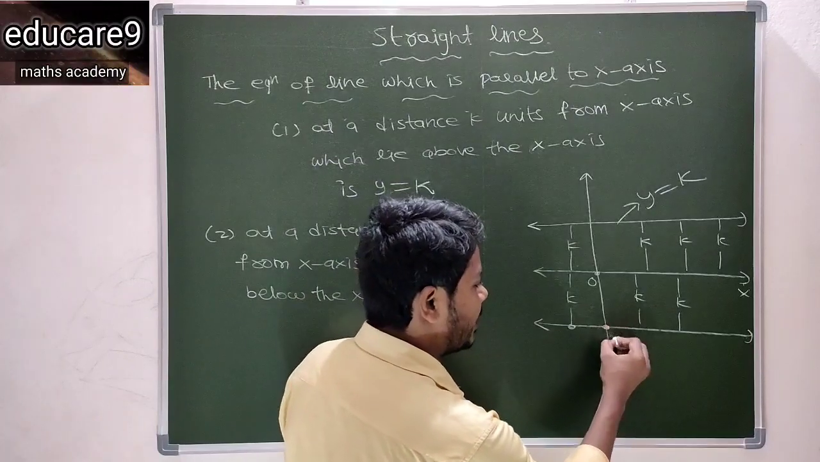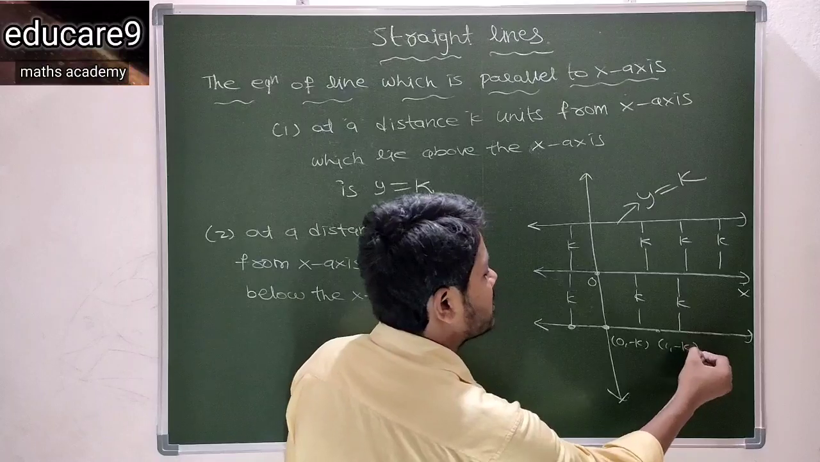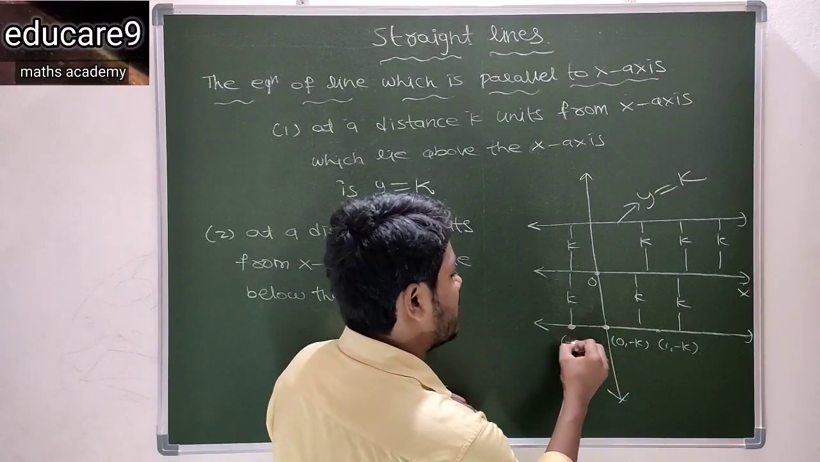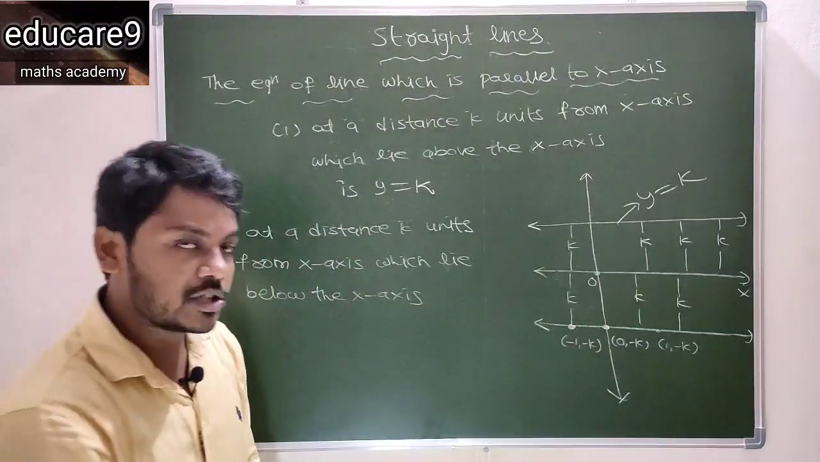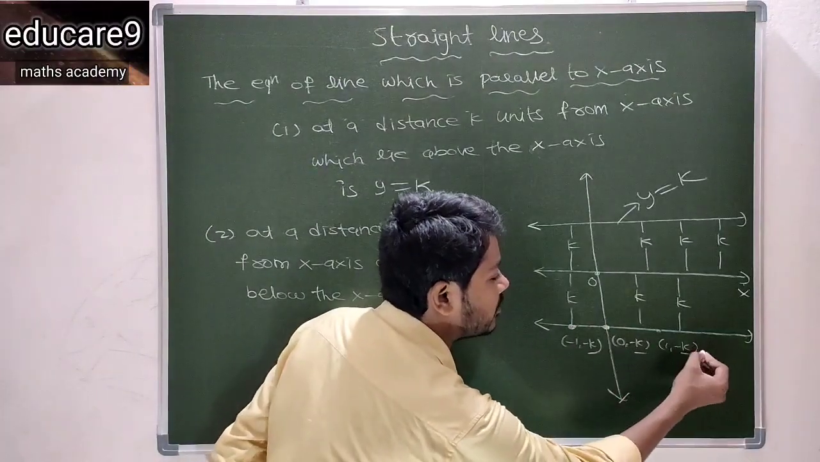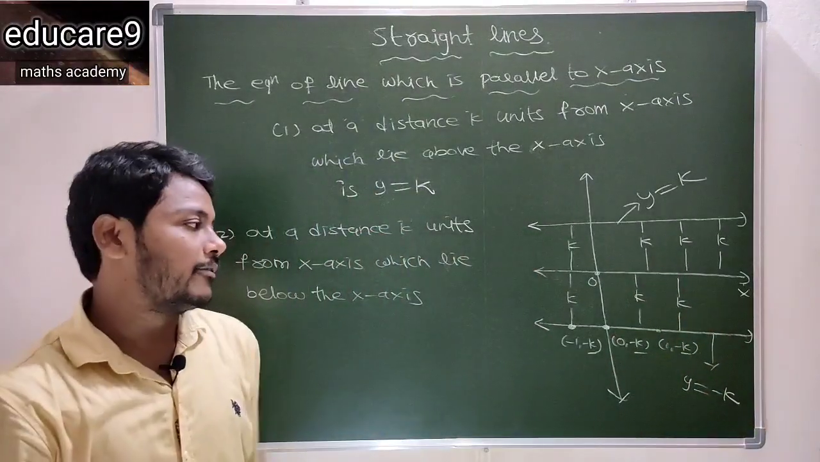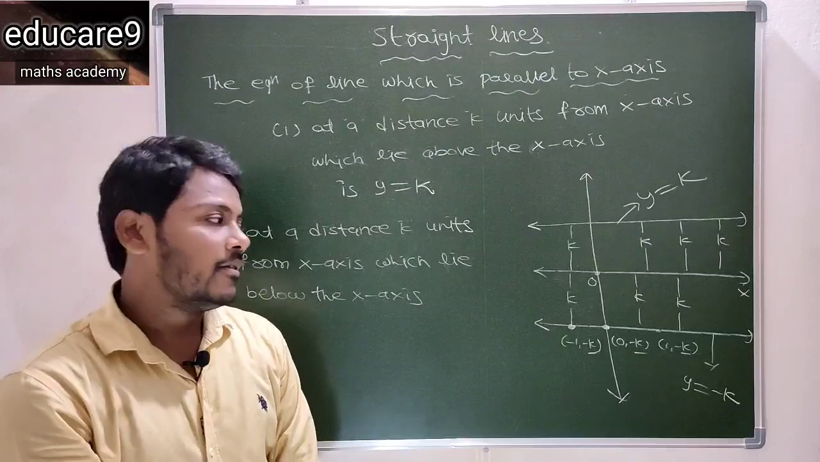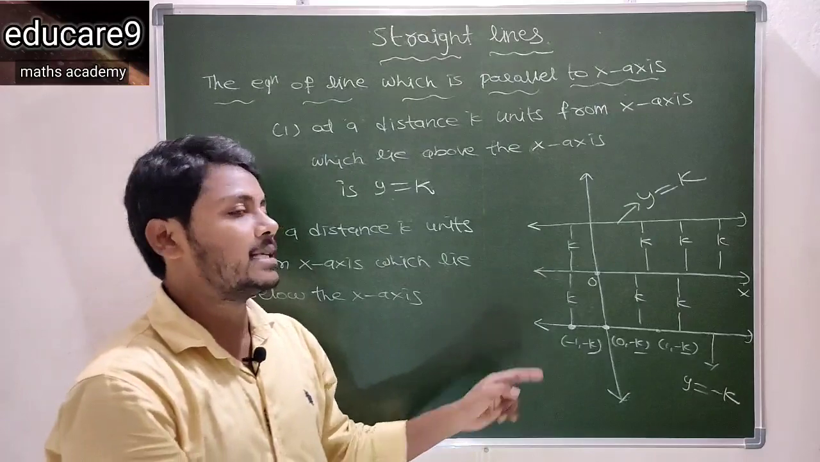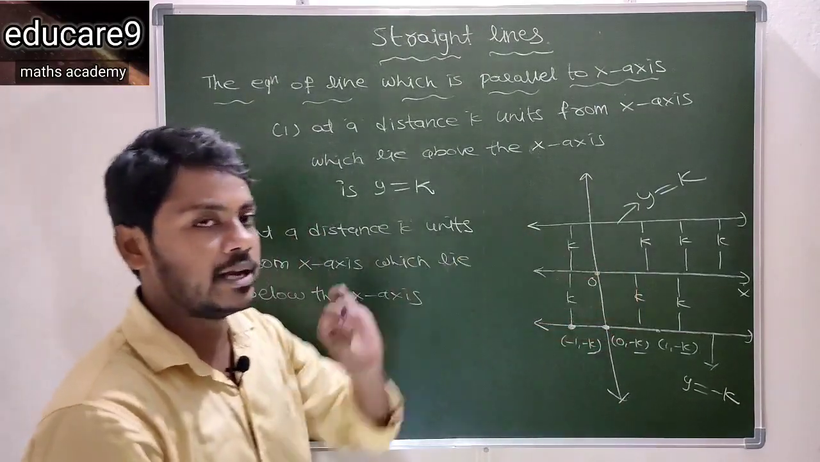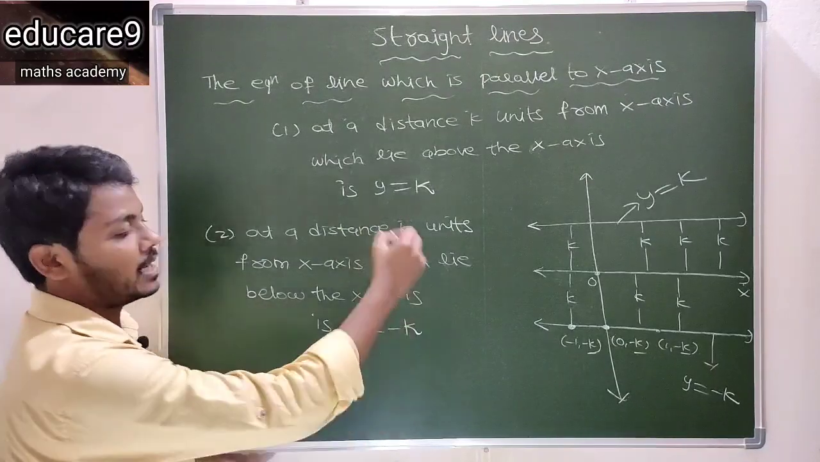So clearly this point is (0, -k), this is (1, -k) and this is (-1, -k). Once you observe the y coordinate, it has a fixed value. So that fixed value is what? y = -k. Therefore the equation of a line which is parallel to the x-axis and which lies below the x-axis at a distance k units is y = -k.